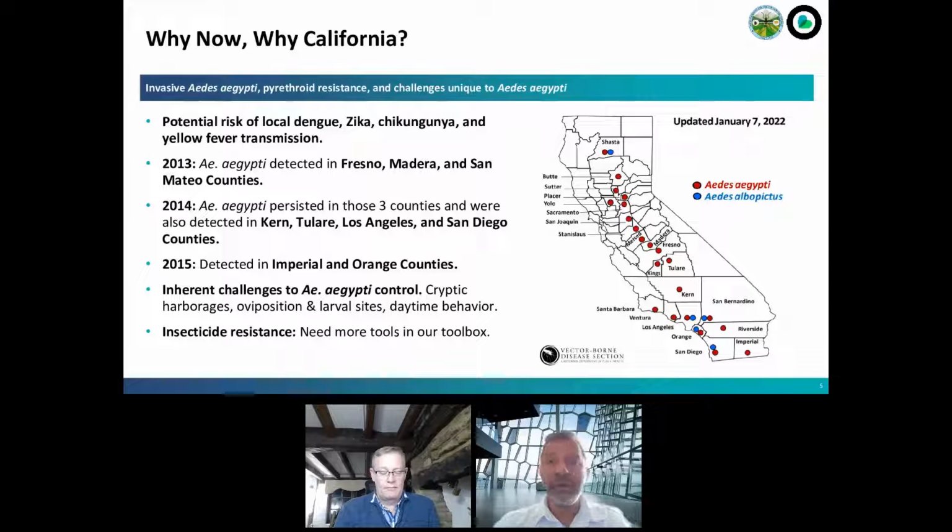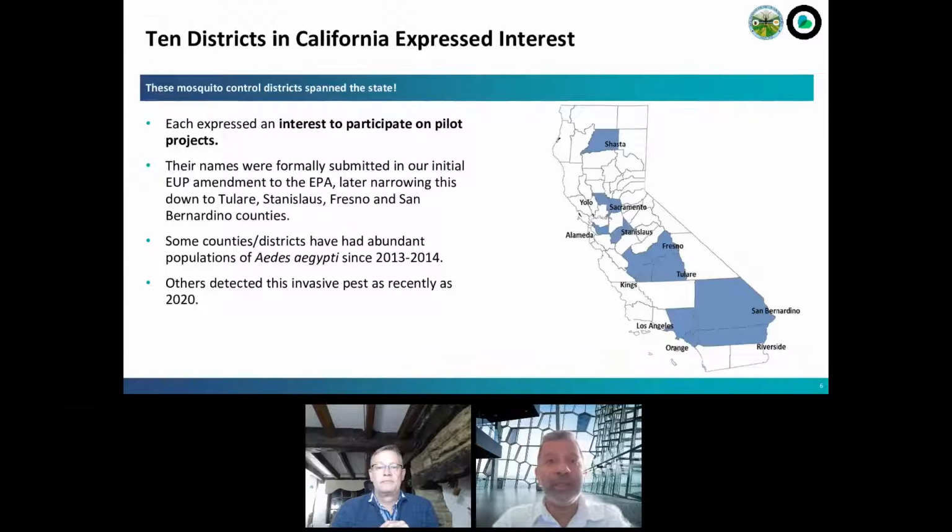For all of these reasons, the fact that Aedes aegypti is an invasive species that feeds and breeds in and around people's homes, making it difficult to control, and that it's resistant to a number of pesticides and is an important vector of devastating viruses, we are targeting this particular invasive species, which does not belong in North America and does not belong in California.